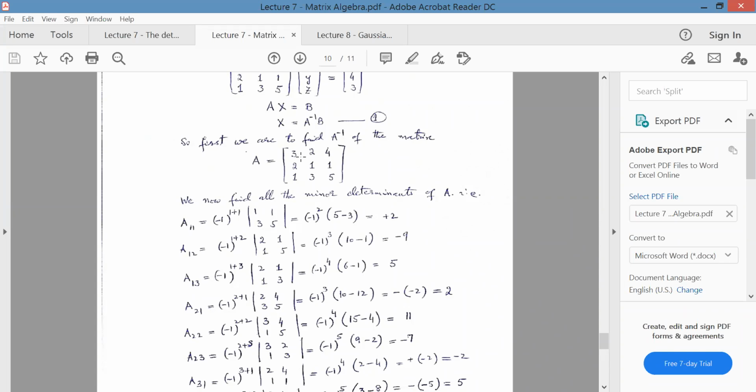Now the next element is A12, first row and the second column, A12, -1 power 1 plus 2. A determinant by deleting the first row and the second column. First row and the second column you just delete. In the first, this column is 2, 1, and this column is 1, 5. As usual, -1 power 3, 5 times 2 is 10, and again minus because the second element is carrying a minus value. So -1. 10 minus 1 is 9, and -1 power is odd, which is 3, it will be minus. Net answer will be -9.